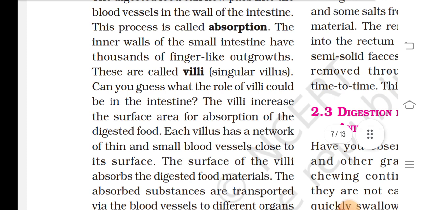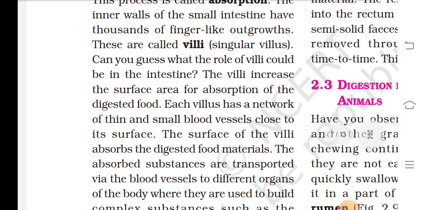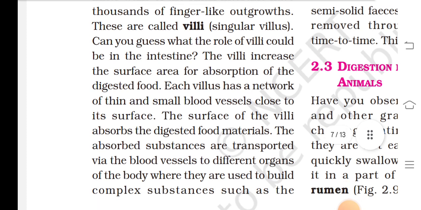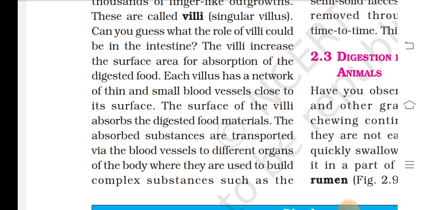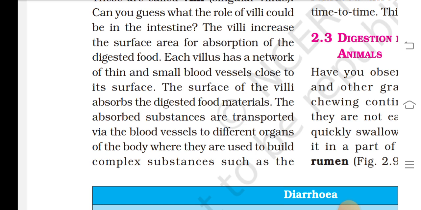The inner wall of the small intestine has thousands of finger-like outgrowths. These are called villi, singular villus. Can you guess what the role of the villi could be? The villi increase the surface area for absorption of the digested food.